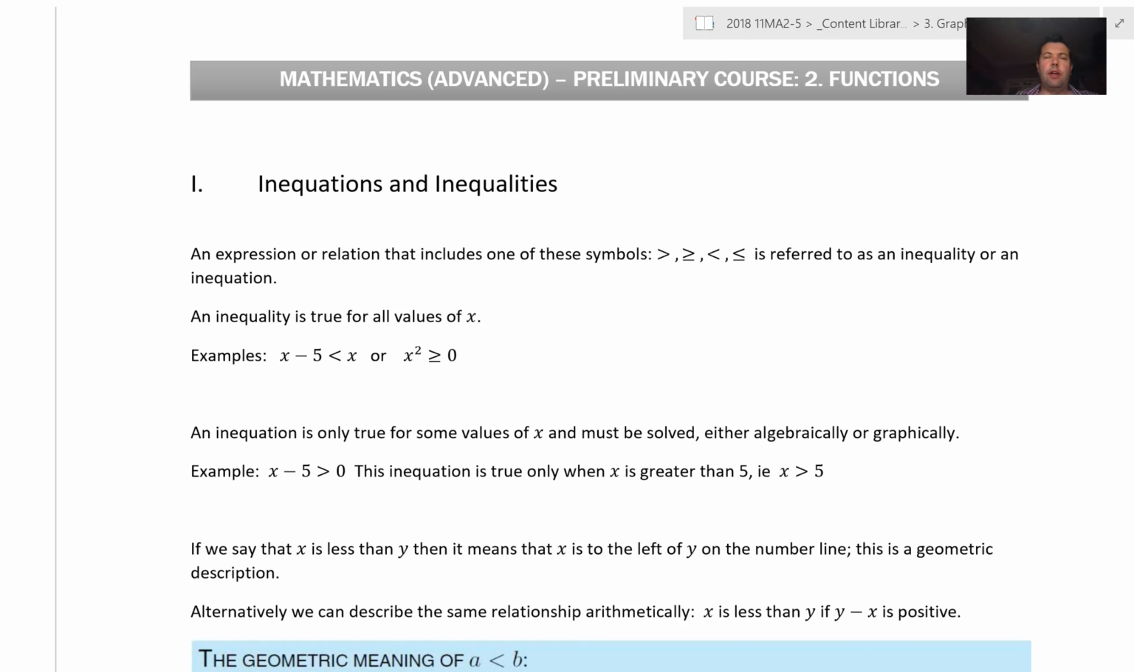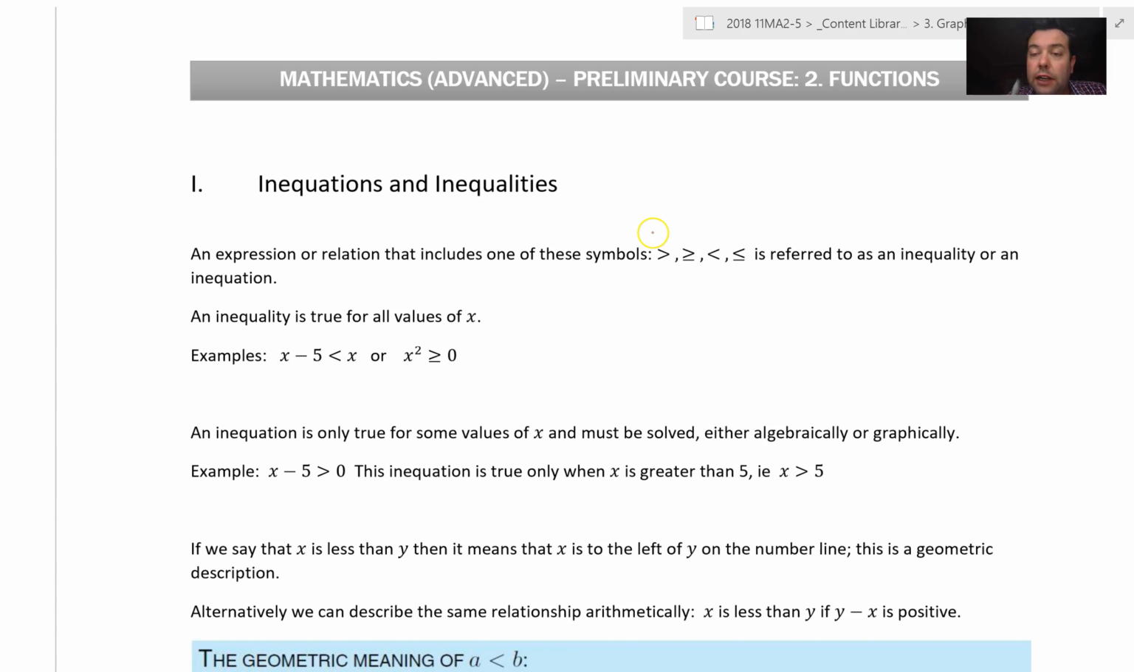Year 11, here we are with the first video for our third topic, inequations and inequalities. First thing we need to define is what an inequation and an inequality is. We talk about expressions where rather than saying the left-hand side is equal to the right-hand side, I am now saying that perhaps one of those is bigger.